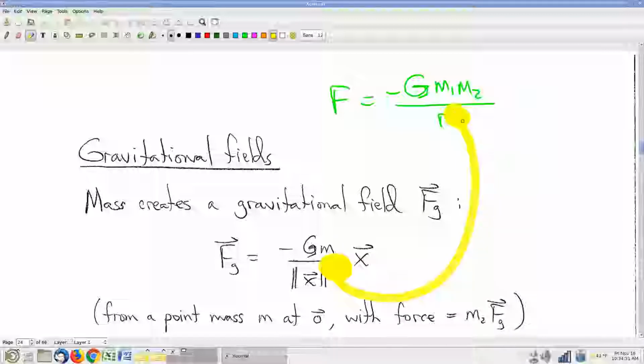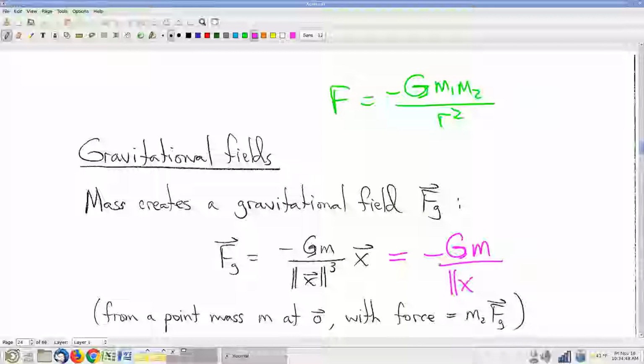Okay, the next thing I want to address is what's the deal with the cube down here versus the square there. That looks wrong. It looks like a sort of transcription error. It's actually not. This is perfectly sensible. I'm going to rewrite this as negative G M over magnitude squared times x over the magnitude of x.